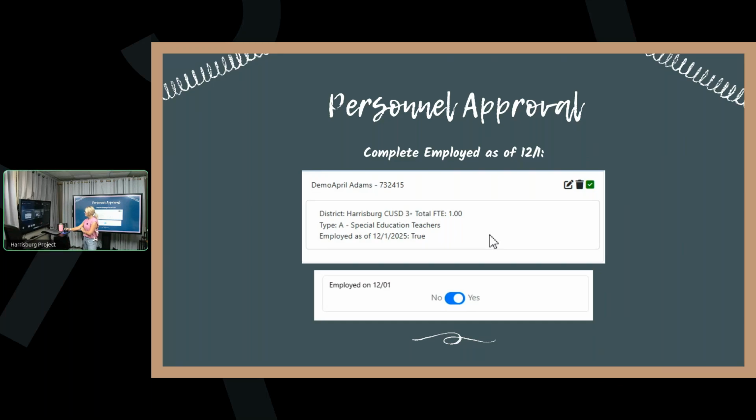I think your assistant principals that do special ed case management can be added as an A. If it's co-op staff, you won't add them. The co-op will report their staff members. So if you get PT and OT from a co-op, you do not put those staff members in. The co-op, again, will report their staff members.